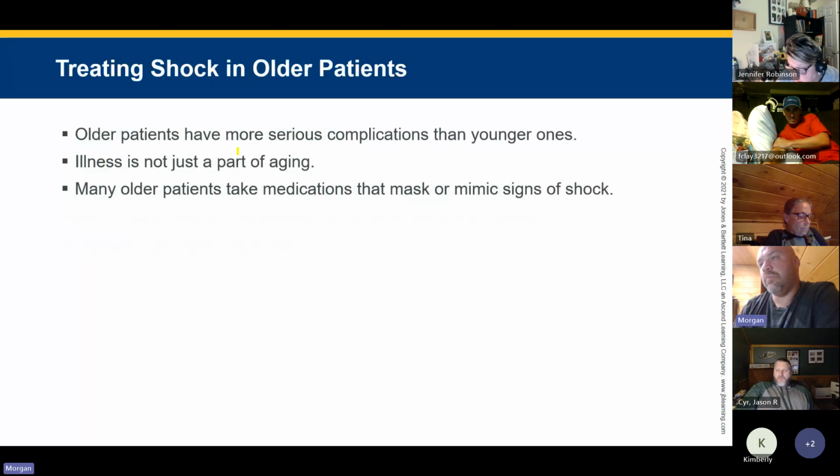Many patients take medications that mask or mimic signs of shock. A beta blocker will mask signs of shock. It's like somebody's bleeding out, but their pulse doesn't go up. Check their medical alert or their past history for medications. Anything that ends in -olol, like metoprolol, is a beta blocker.